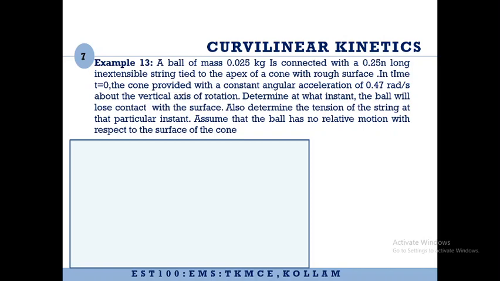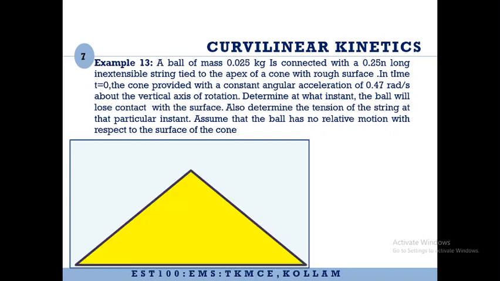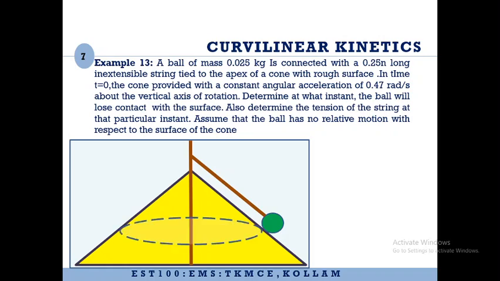So let us try to see what is the question asking to us. So there is a conical surface and there is a vertical axis. So from the vertical axis a string is there and a ball is tied to the string. Now a constant angular rotation is provided about the vertical axis such that the string is undergoing a circular motion. So you can see the string is undergoing a circular motion. So the radius of this circular path is given.